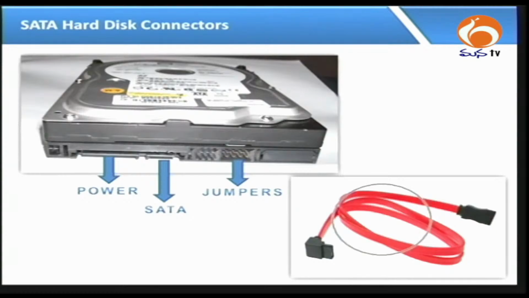Here on the screen you can see the cable. This type of cable is generally used to connect the hard disk drive to the computer motherboard. For that reason this cable is called a SATA cable. A SATA hard disk will be connected to the computer motherboard with the help of a SATA cable.